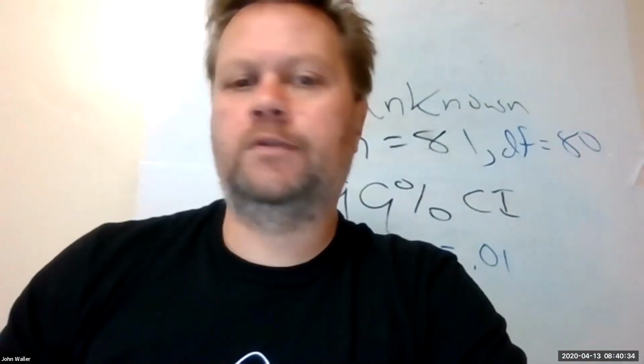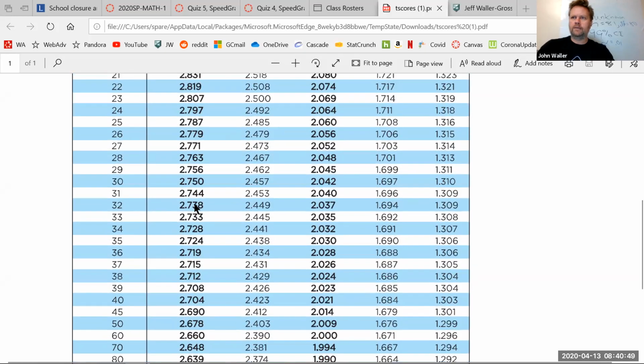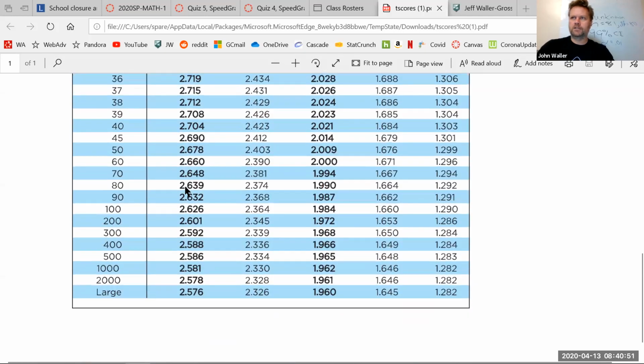All right, let's look at the screen. Come here, mouse. Top. All right. So 0.01 right there, 0.01. So we're in the first column. If I go down to 80, there's my t-score, 2.639. Ah, we're almost out of time. That sucks so much.